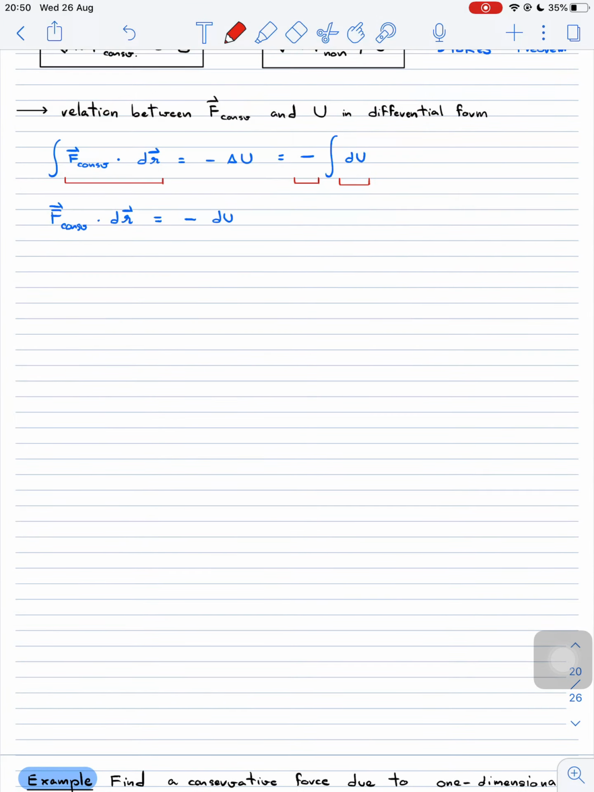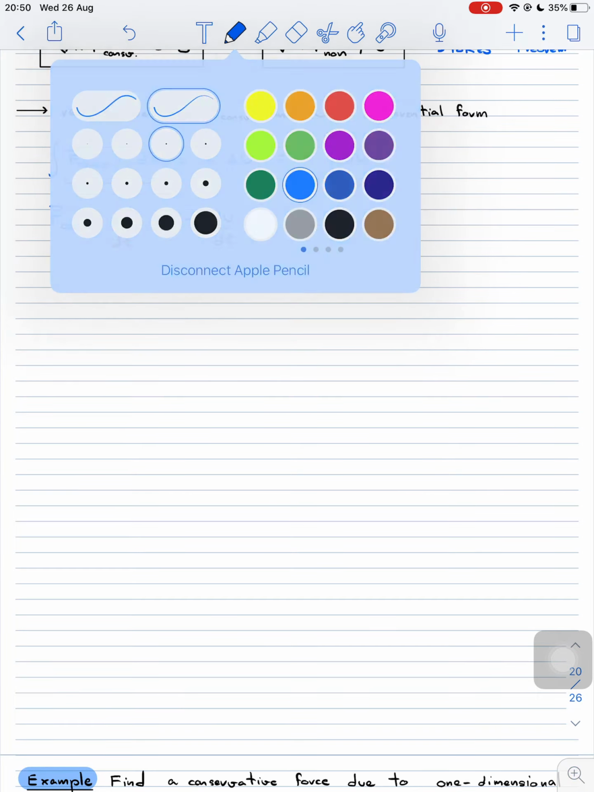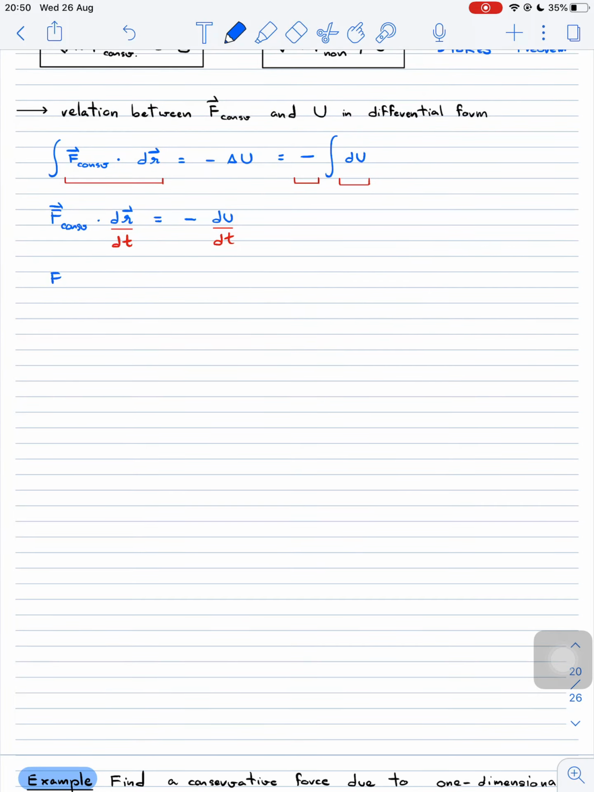So now let's divide this equation by dt. Now you can see that we have dr over dt, which is just equal to the velocity v of the particle. But then how about the right hand side? How can we work out the right hand side here?